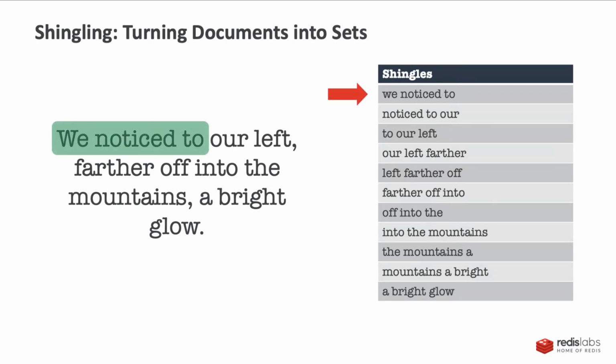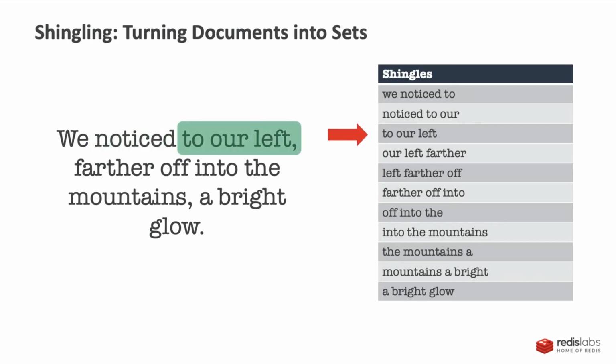So here our first trigram is "we notice 2." That gets added to our set as we shingle this document. Then we go "notice 2 hour." See, they're overlapping like shingles on the roof of a house. And then "2 hour left." And so we're creating this big set of trigrams. And then we can take this set of trigrams from one document to another and compare those sets.